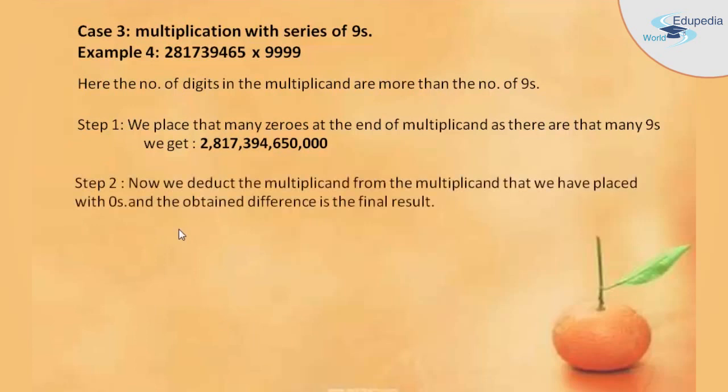Now the step number 2 is to deduct or subtract the multiplicand from the multiplicand that we have placed with zeros. After doing subtraction, the obtained difference is considered to be the final result. So guys, let us do this subtraction by using the Bindavankana method. I think you know what the Bindavankana method of subtraction is. We have already learned it in our previous sessions.